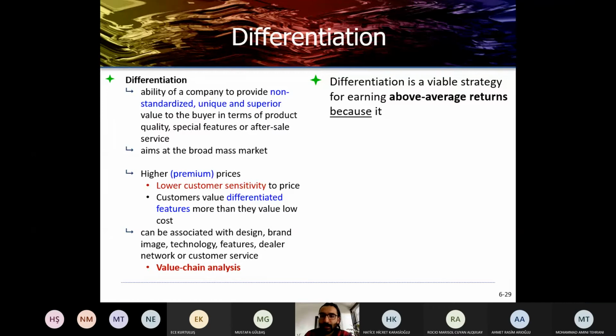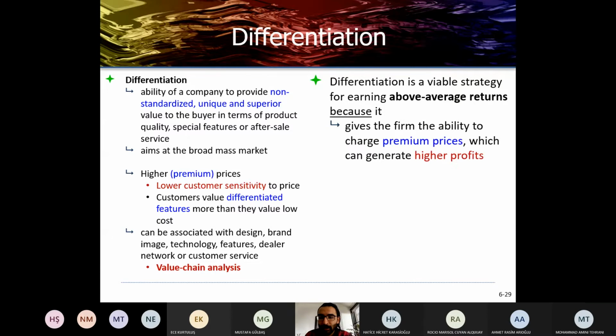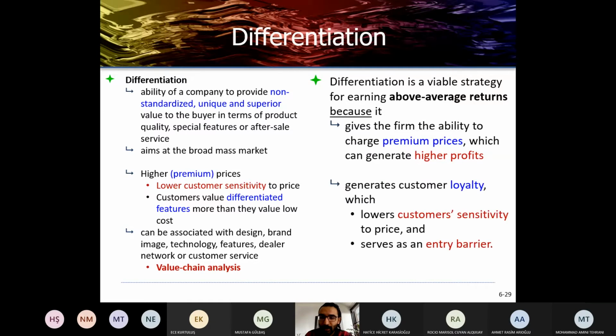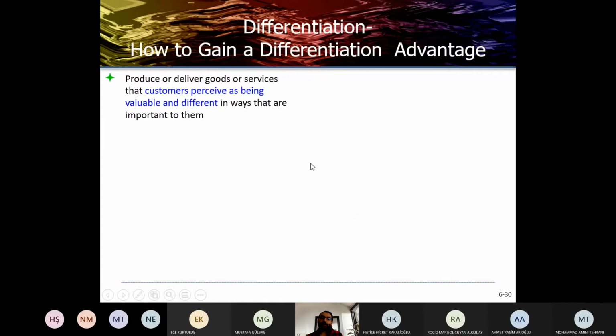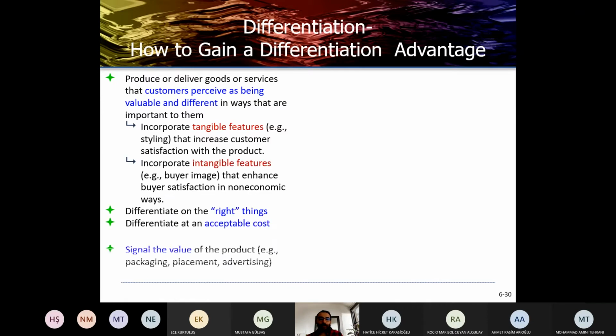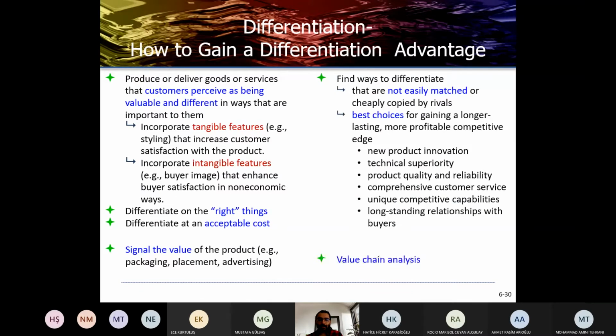A differentiation strategy could give you above average returns, okay? Because it gives the firm the ability to charge premium prices, which can generate higher profits. And it generates customer loyalty, and customers become less sensitive to the price. And it creates an entry barrier into the market, because customers are very loyal to that brand and they don't want to change it. And you are afraid of having to compete with that rival, right? And how can you gain that competitive advantage, right?